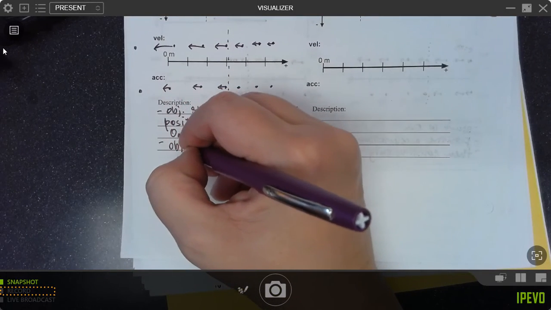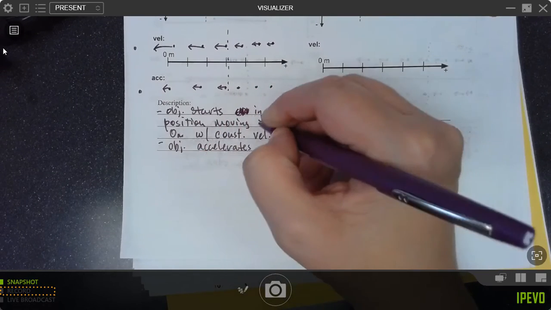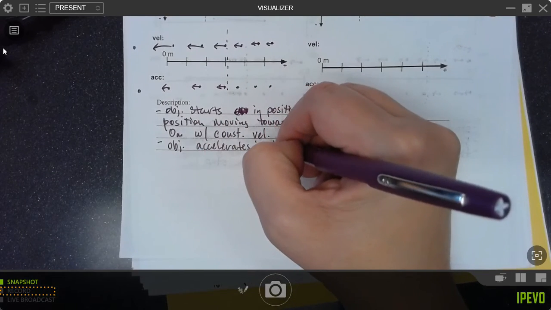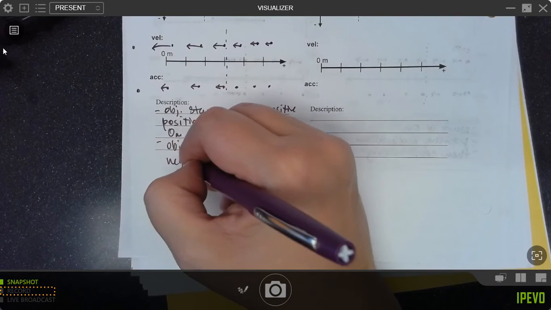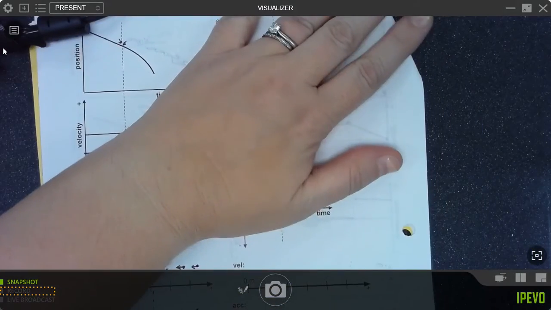And then object accelerates in the negative direction. Anybody have questions about number 7? Okay. Number 8. Last one.